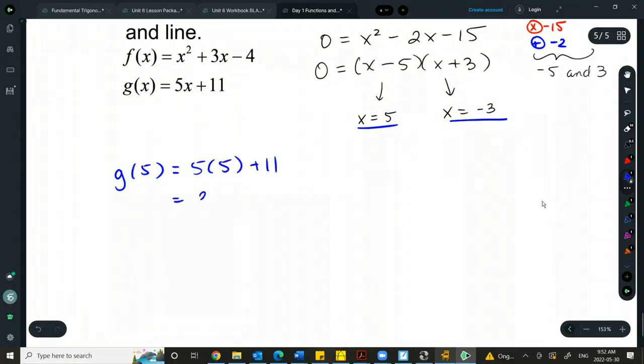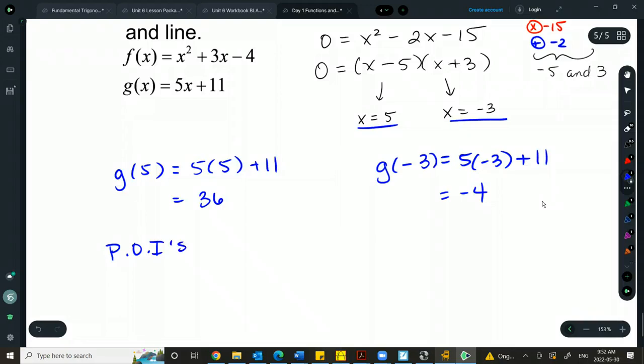So 25 plus 11 is 36. And then I'm going to evaluate g at negative 3 as well. So negative 15 plus 11 gives me negative 4. So the final points of intersection, 5, 36, and negative 3, negative 4.